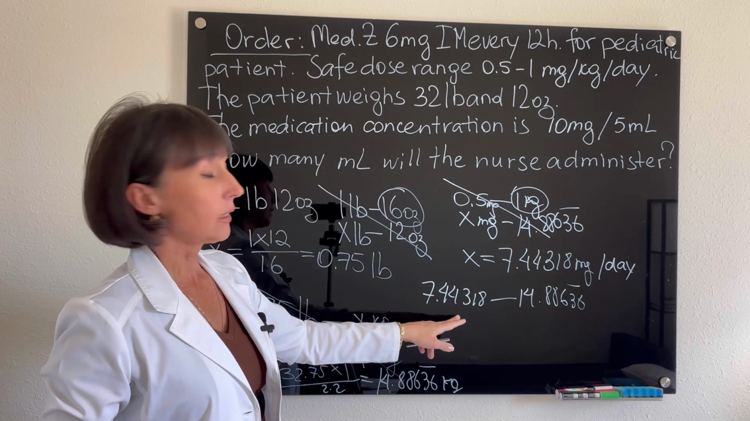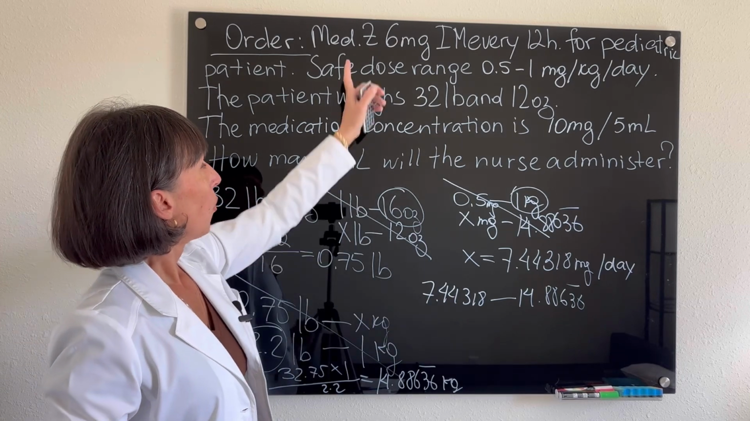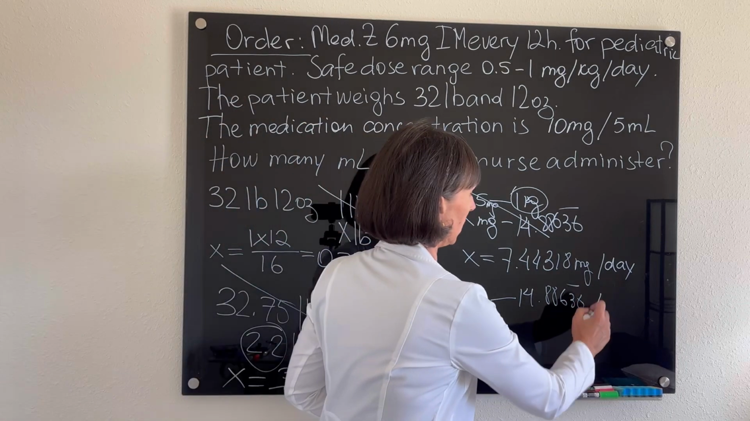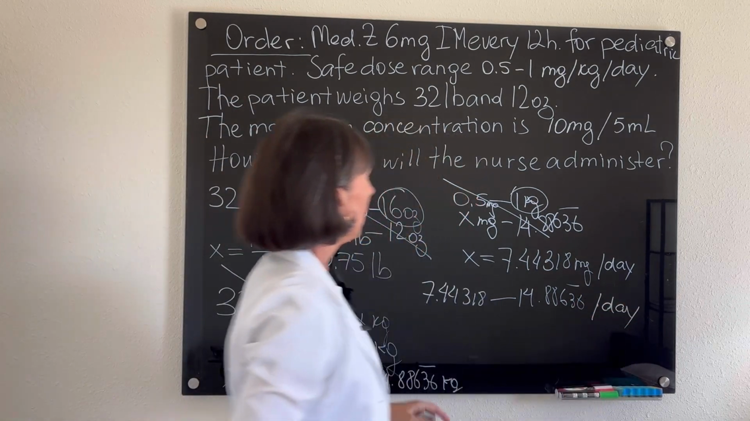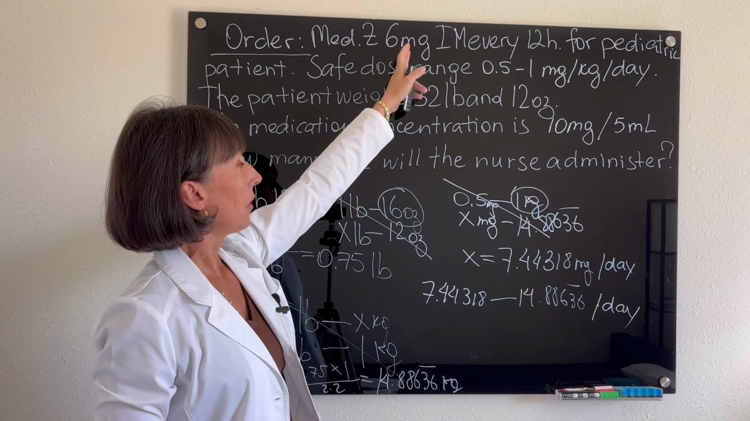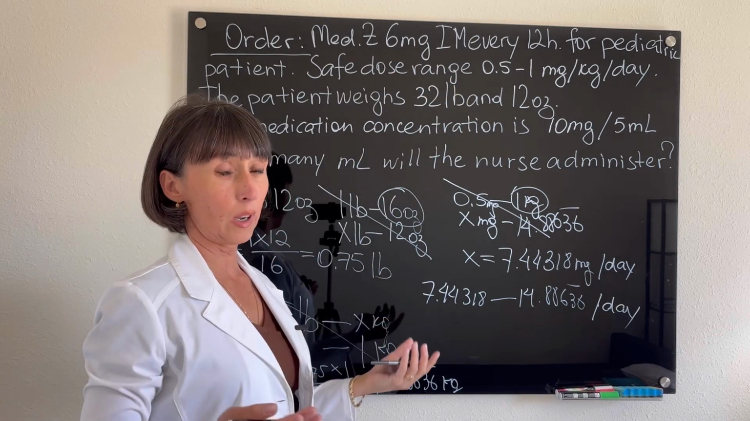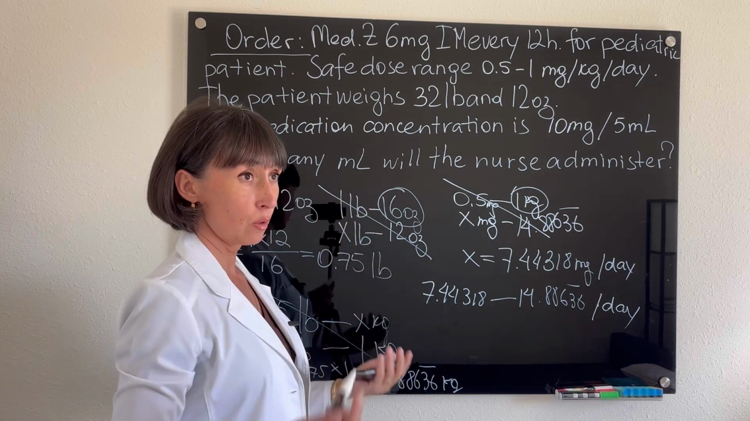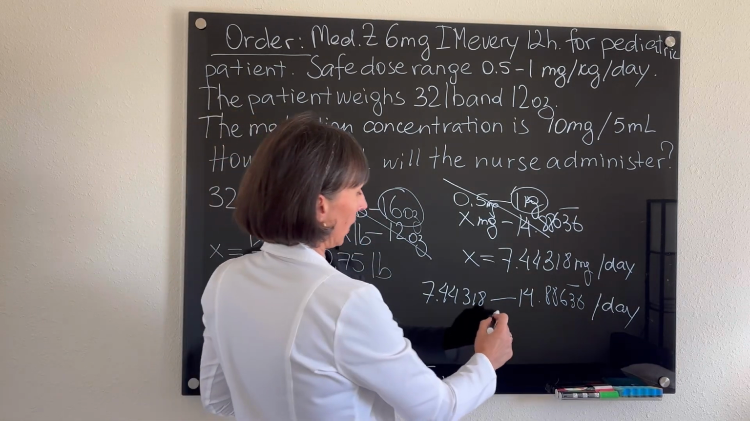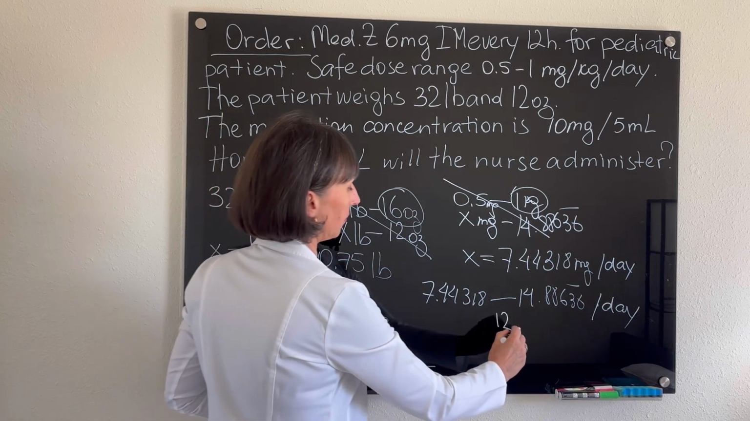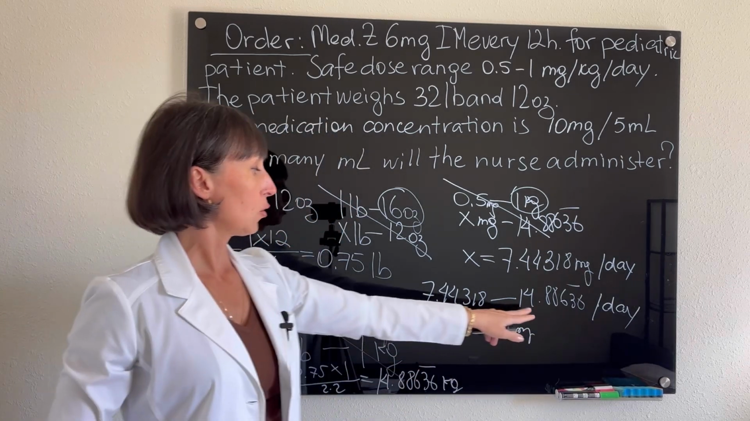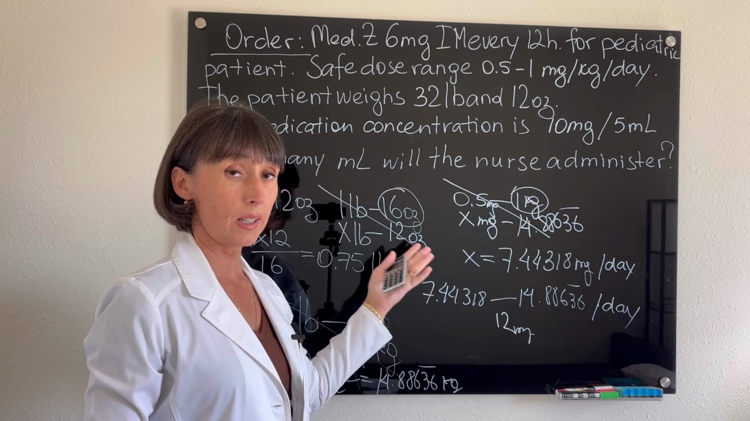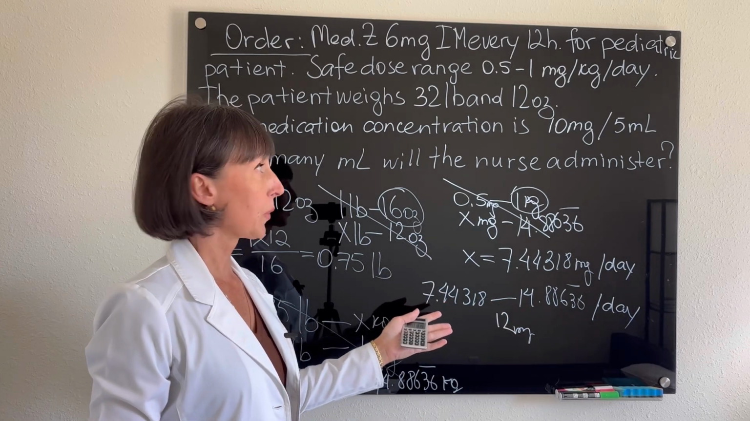Now, this is daily range. What's ordered is every 12 hours. Okay, this is day. Now, 6 milligram every 12 hours. In 24 hours, we just need to double it and say 6 times 2 is 12. Is 12 milligram between these two numbers or not? Yes, it is. It's perfectly fitting in between. So this is a safe dose.